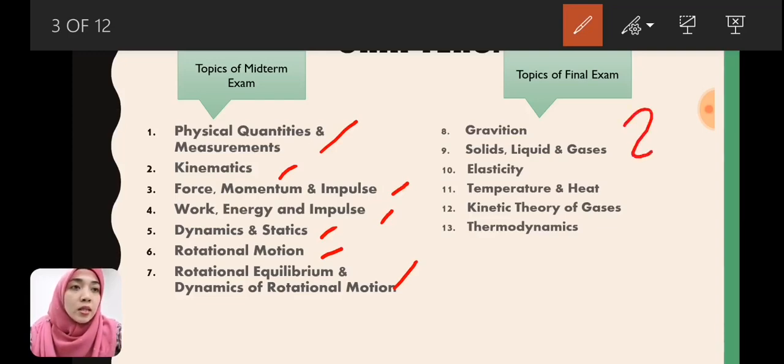Okay, next, chapter 8 until 13 will be the topics for the final exam. Chapter 8 is gravitation. Chapter 9, solids, liquids and gases. Chapter 10, elasticity. Chapter 11, temperature and heat. Chapter 12, kinetic theory of gases. And the last one, thermodynamics.